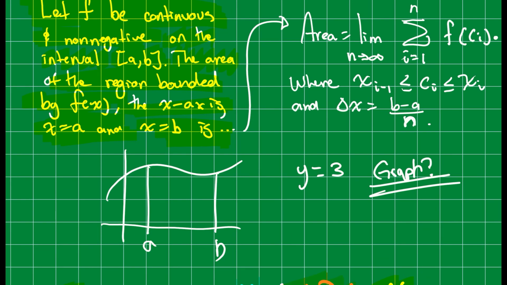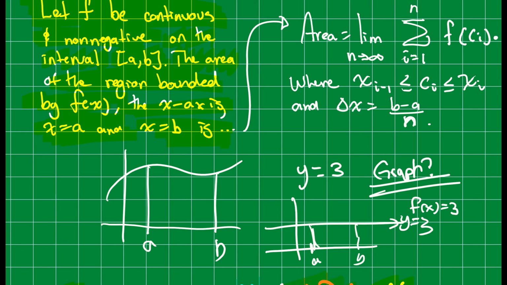Y equals 3, we know that that is this line, right? Y equals 3. Like, oh, we're all happy, or f of x equals 3. And if I ask you to find from A to B, you're like, oh, from here to here, yay.